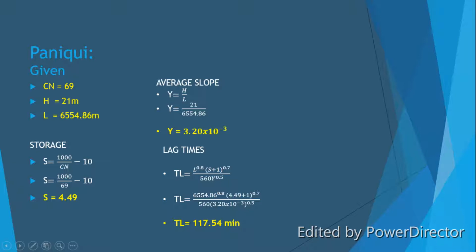6,554.86 meters. The storage for Paniki is 4.49. The average slope is 3.20 times 10 raised to negative 3, and the lag time is 117.54 minutes. For Herona, Cn is equal to 69, H is equal to 31 meters, and L is equal to 3,371.58 meters.